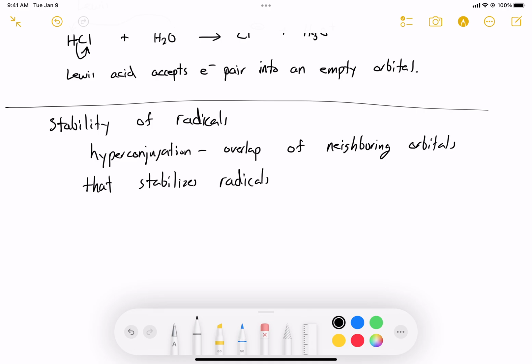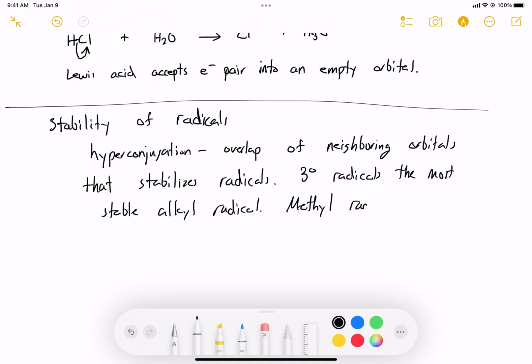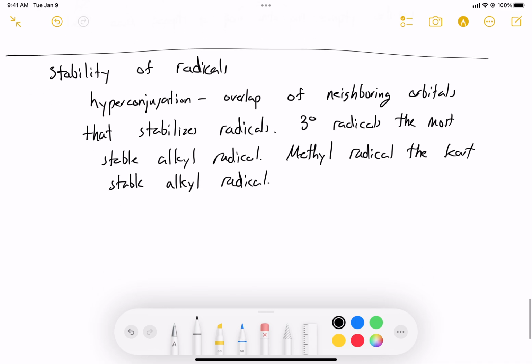So you may have heard this. This will make tertiary radicals the most stable alkyl radical. And this makes methyl radical, which has no stabilization, the least stable. That's why it's really hard to form anything that could come from a methyl radical.